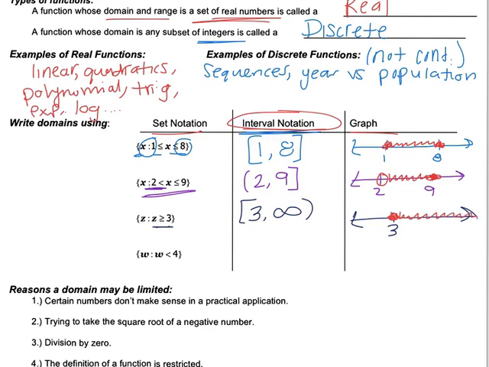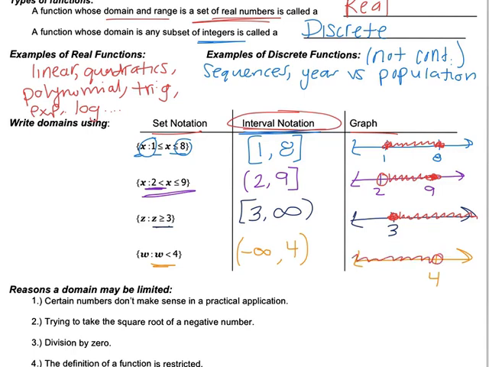And then w is less than 4. So if w is always less than 4, that means 4 is the absolute highest that set of values can be, but we're not including it because it says that w is strictly less than. If 4 is the highest and it can be anything below 4, that means we can go to negative infinity, and we cannot include that, so that's a parenthesis, not a bracket. On a number line, we've got 4. We cannot include 4, so that would be an open circle and shade everything left.